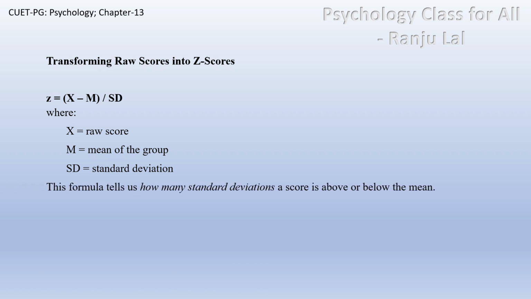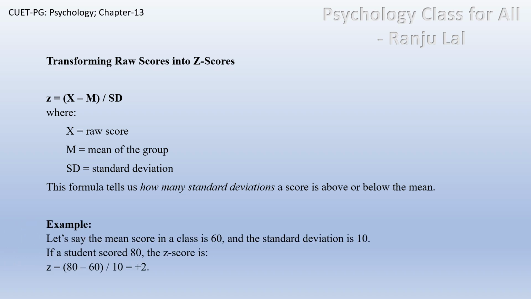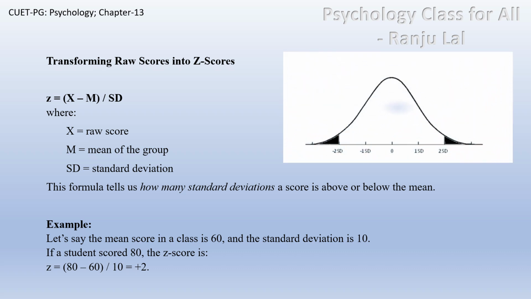For example, let's say the mean score in a class is 60 and the standard deviation is 10. If the student scored 80, the Z score is Z equals 80 minus 60 divided by 10, which is equal to plus 2. That means the student's performance is 2 standard deviations above average. That's excellent.